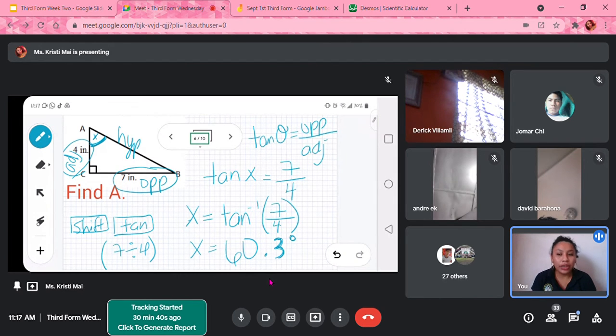When you are doing it in your calculator, you have to make sure that when you press the shift tangent, it appears as tangent -1. Then you open the brackets, 7 divided by 4, close brackets. That is how you have to insert it in your calculators.